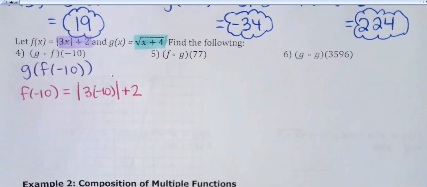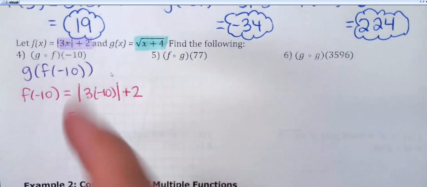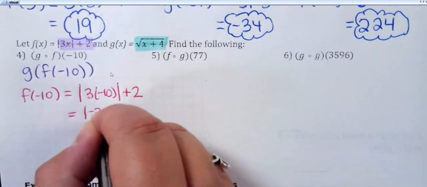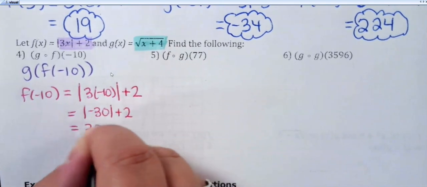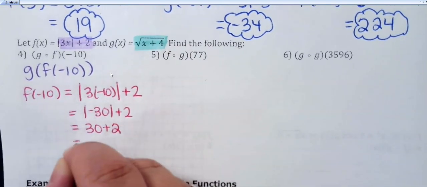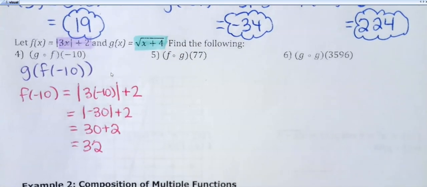Now, anybody know how you would simplify that? How does that work with the absolute value there? Makes it positive. So what would you have for that first term? 30. This 3 times negative 10 would be, you don't have to write this part out, negative 30. Absolute value is going to make that positive, so it'd be 30 plus 2. So it's going to end up being 32. You do not have to write all that work out.